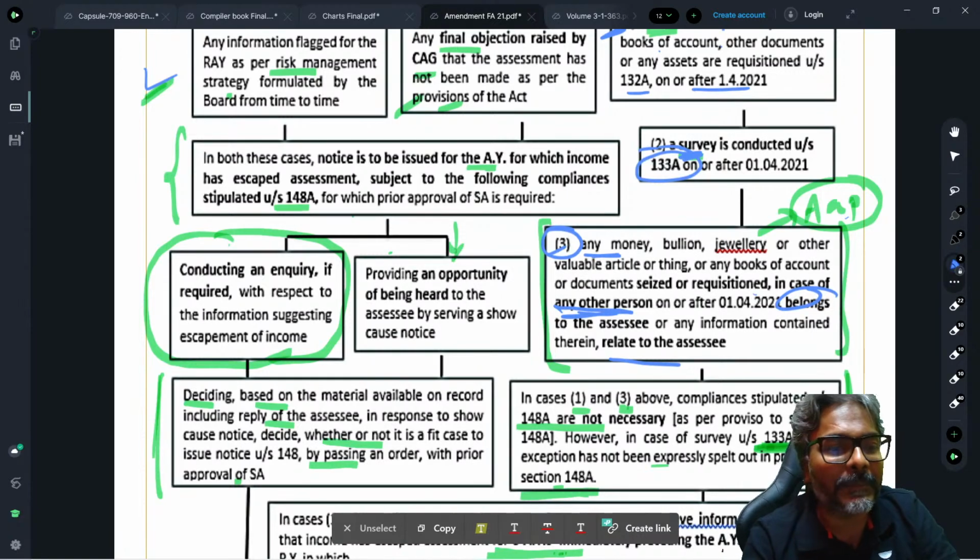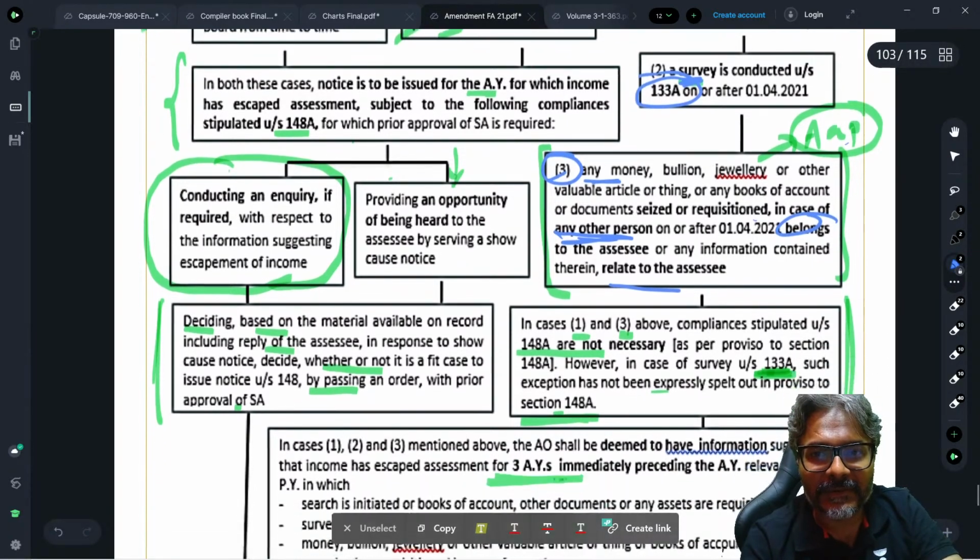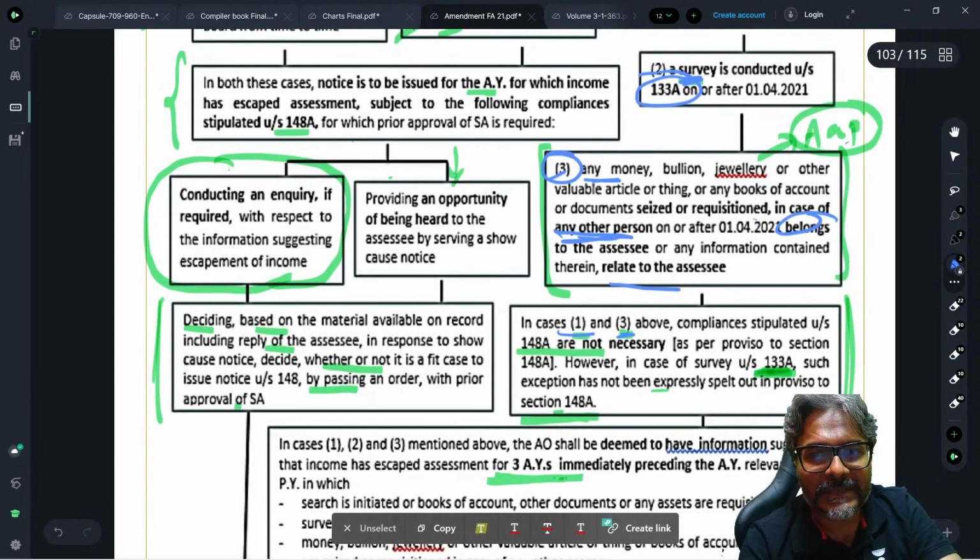That will not happen, students, at all. Is that clear to all of you, students? So see, in the cases of 1 and 3, which is search in my premises, and the books which are found in my premises, for your case, compliance stipulated in 148A is not necessary.